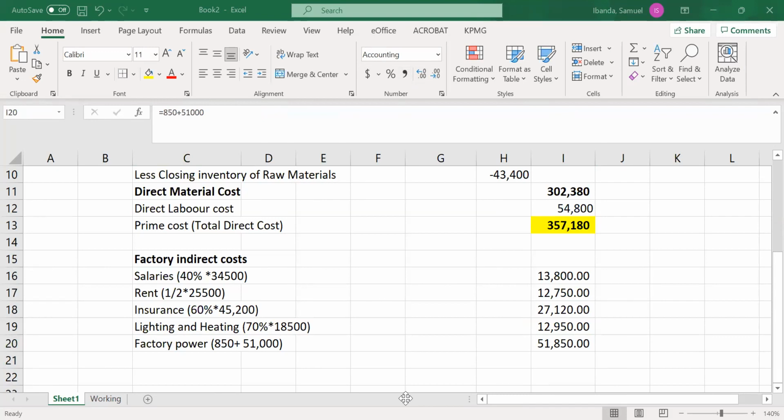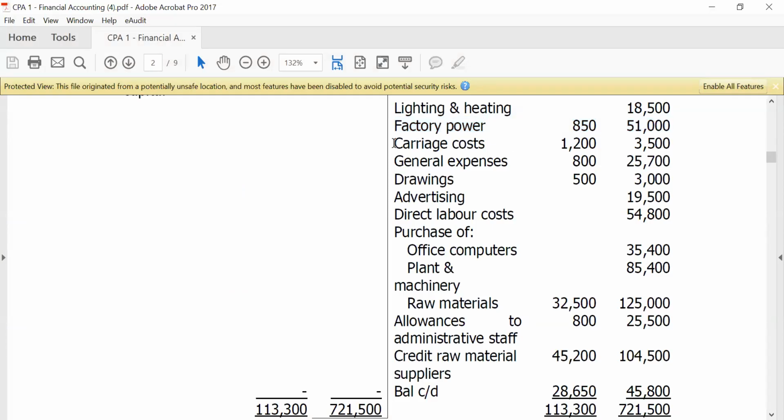So the next thing I'm going to look at is any other expense that again I have. So I'll move here. Carriage costs. This one, we've already considered the carriage costs bringing in the raw materials. The carriage costs that are taking the goods to customers is considered in the profit and loss. So I'll just move to general expenses.